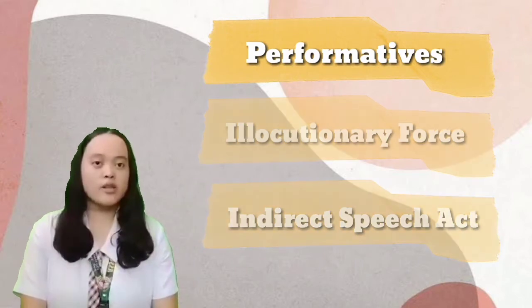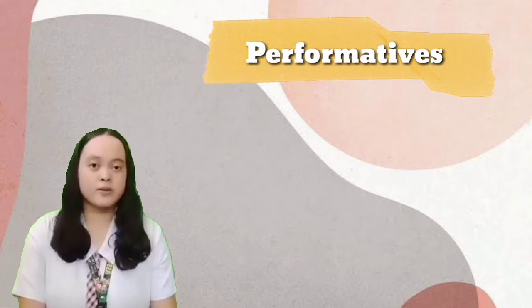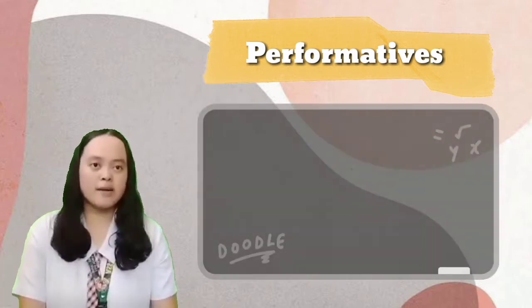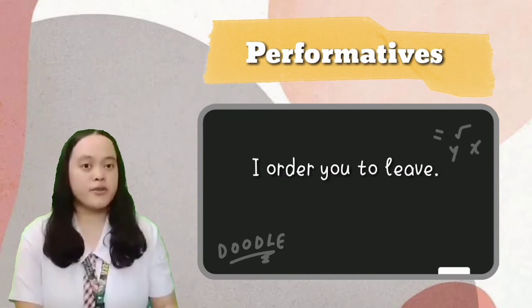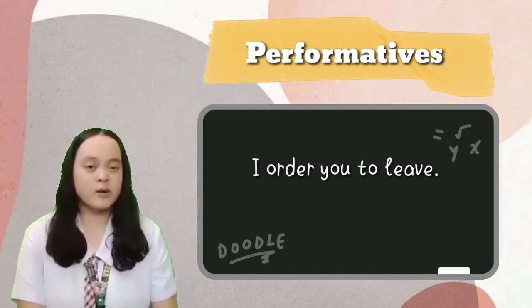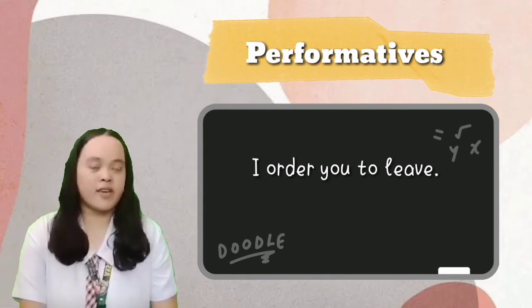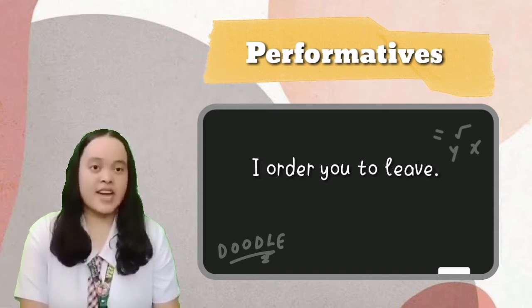Performatives. According to Austin, there is a special type of verb in which the uttering of the verb is also doing the action. For example, "I order you to leave." The performative verb here is "order," and that verb is called performative because a performative utterance is expressed with a performative verb in a simple present tense and active voice.